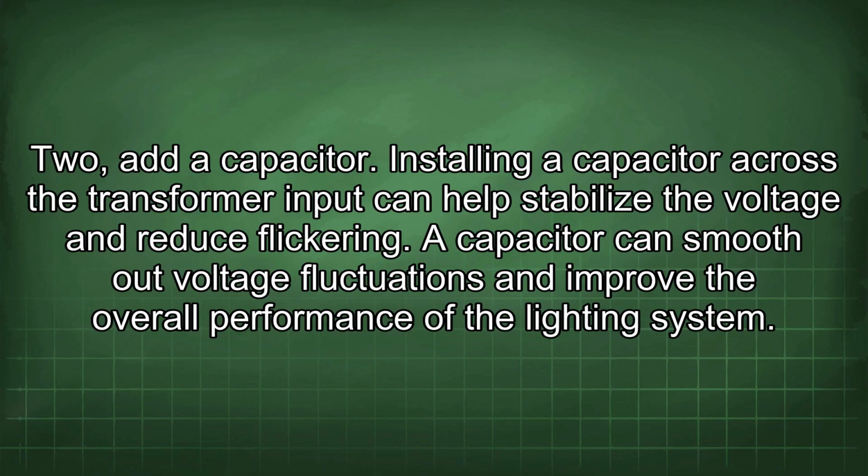2. Add a capacitor. Installing a capacitor across the transformer input can help stabilize the voltage and reduce flickering. A capacitor can smooth out voltage fluctuations and improve the overall performance of the lighting system.